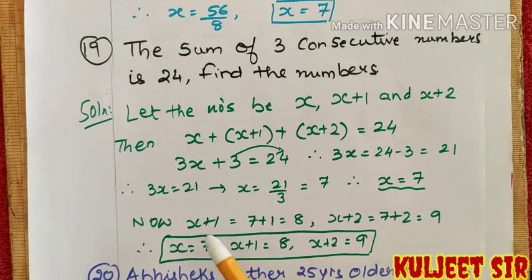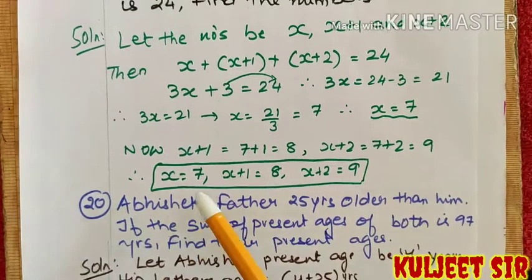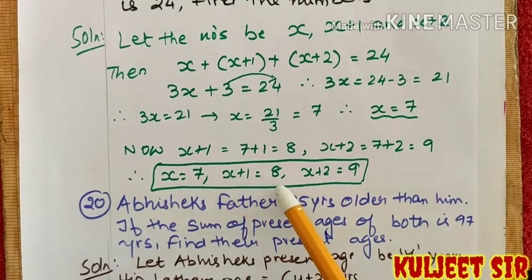Okay. Now I need to find out the value for x plus 1. X is 7, plus 1 is equal to 8. And x plus 2: x is 7, plus 2 is equal to 9. Now you have the values for all three of them. X is equal to 7, x plus 1 is equal to 8, and x plus 2 is equal to 9.